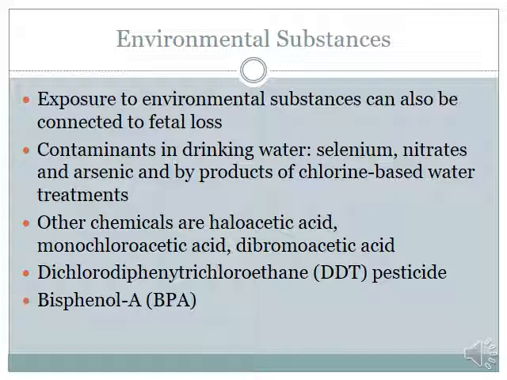A chlorinated pesticide used in the United States before 1972 was DDT, which is called dichlorodiphenyltrichloroethane, which was shown to cause spontaneous abortion. More recently, bisphenol A, BPA, a compound used in the production of polycarbonate plastics and dental sealants, with a chemical structure similar to that of estrogen, has been implicated in recurrent first trimester pregnancy loss, and we're also looking at it as causing sterility in males.